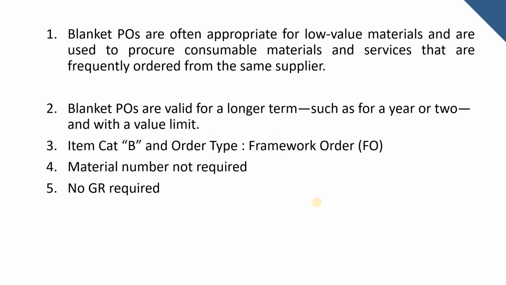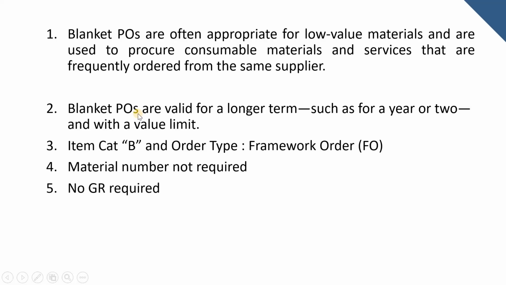What are the advantages of blanket PO, or what are the attributes given here? You can say the blanket POs are valid for a longer term, such as for 1 year or 2 years, and with a value limit. The item category is given as B and the order type is framework order FO. Here the material number is not required, you can just maintain the text.